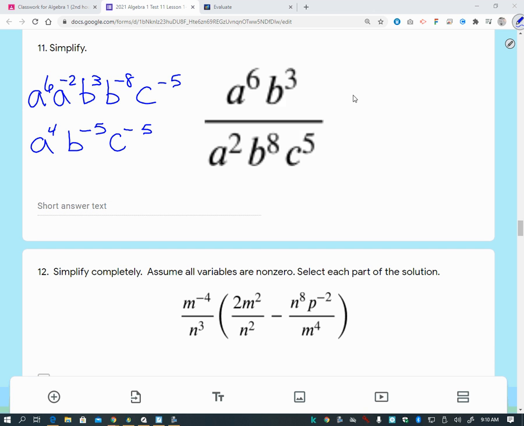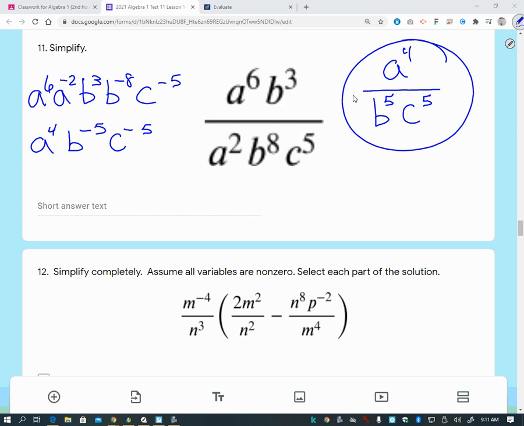Okay, so what does this become? What do I do with those things with negative exponents? Move them back down, right? What about anything with a positive exponent? Leave it on the top. So I should keep what on top? A to the 4th, and down below I have now b to the 5th. Okay, so this is what I want. Okay, now how do I write that in a short answer?